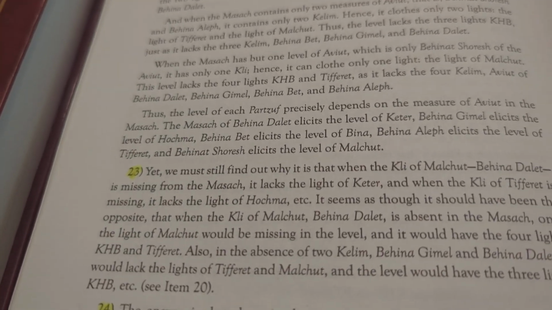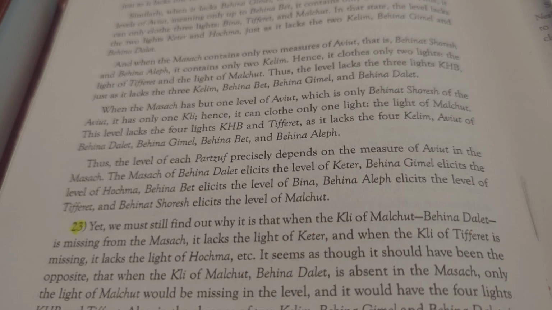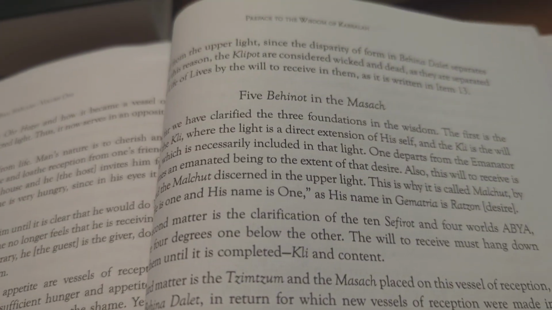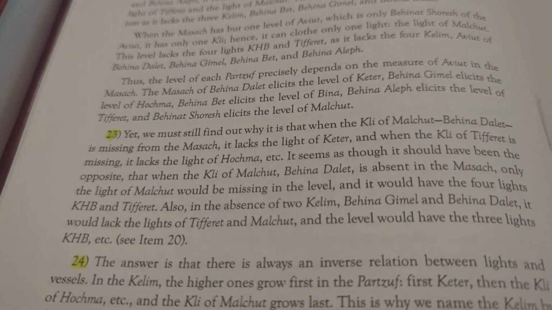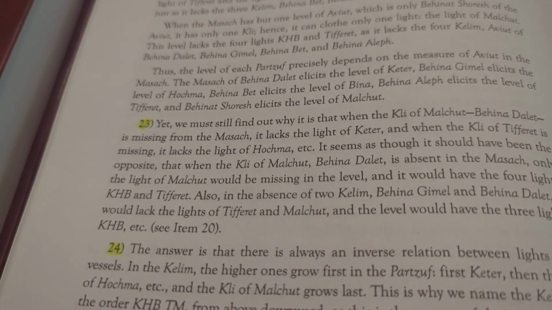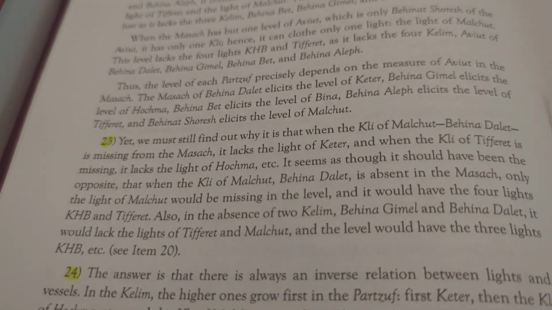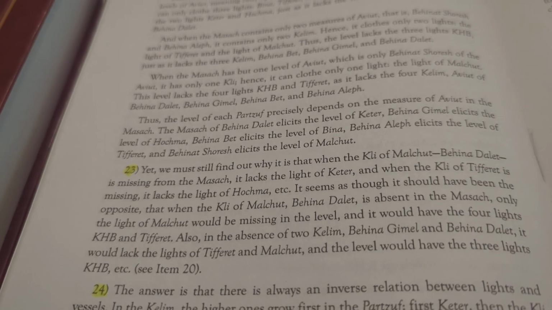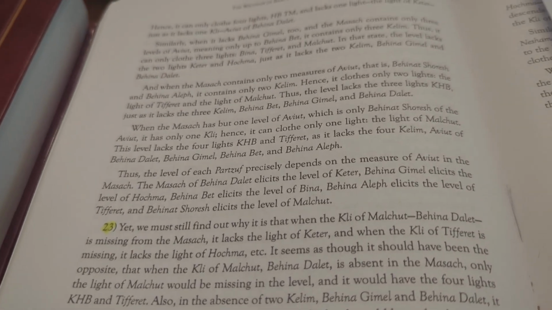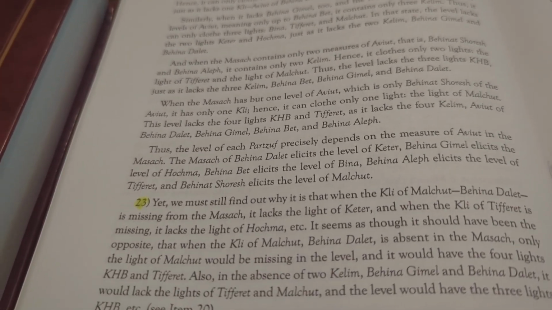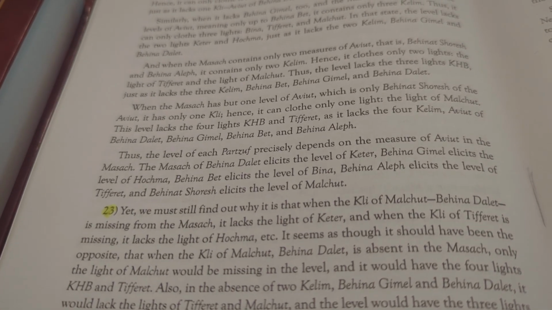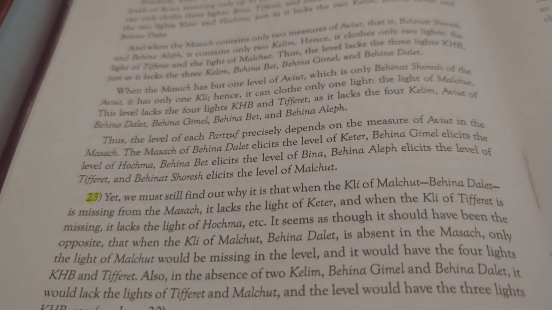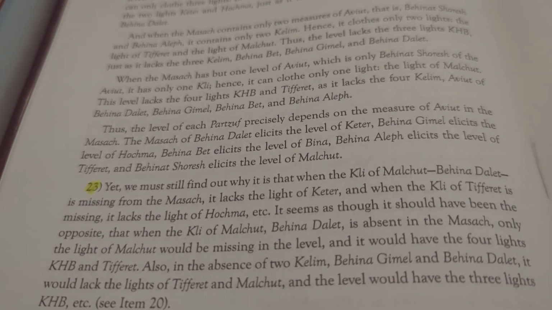So I'm just going to read from item 23 in a section called 5 Bechinot in the Masach. And I'm just going to read and explain what I've learned. This is also with help from a good friend of mine who has directed me in studies that will help me improve and understand the deeper levels of Kabbalah.